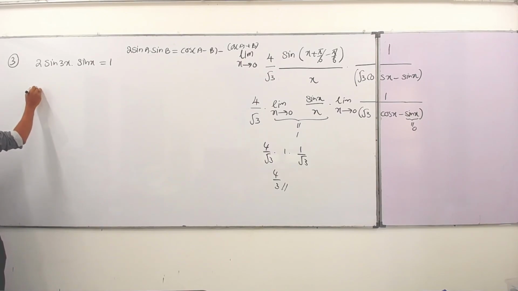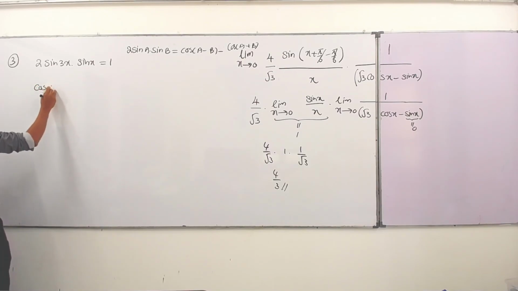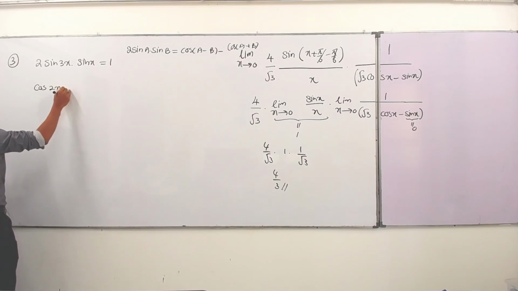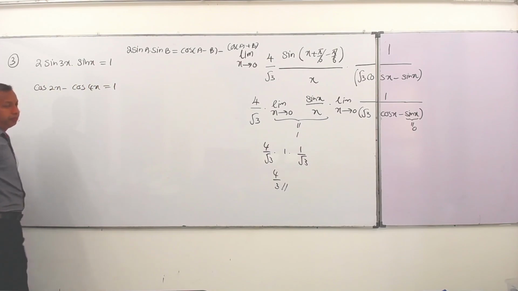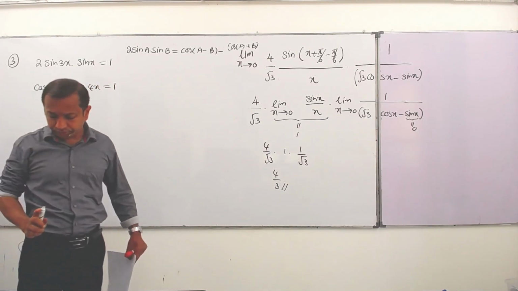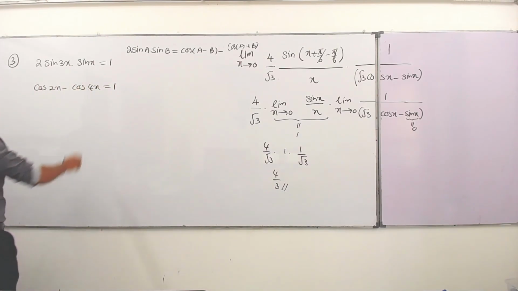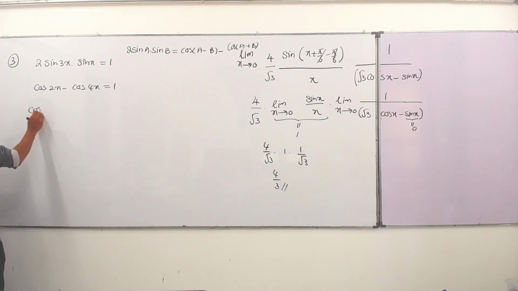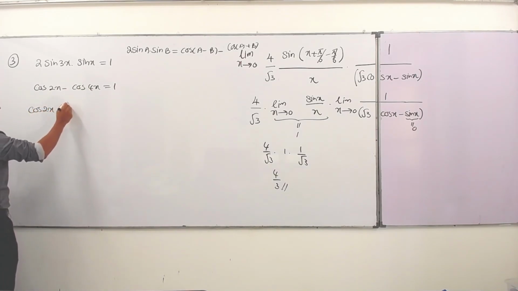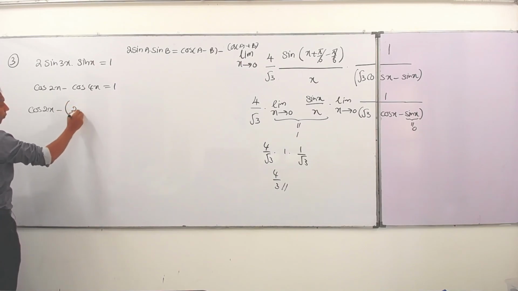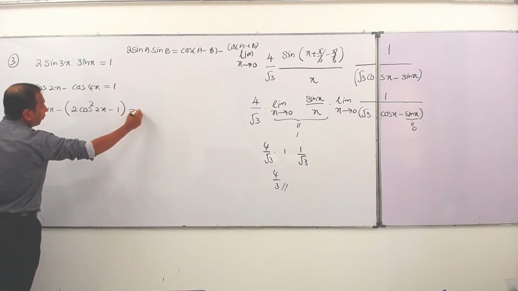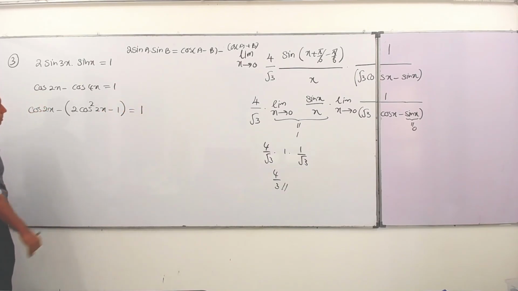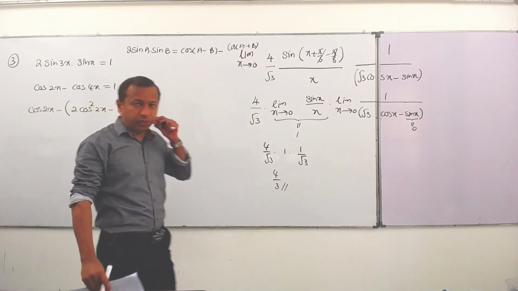Then we get 3x minus x is 2x, minus cos 4x, equal to what? This cos 4x we write using the cos 2A formula: 2 cos squared 2x minus 1. This way, using the cos 2A formula, right?